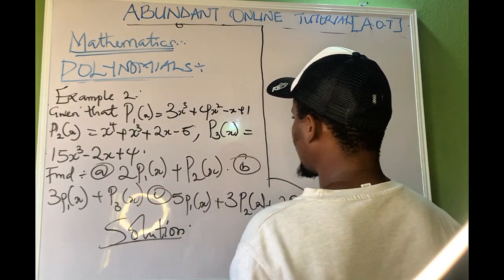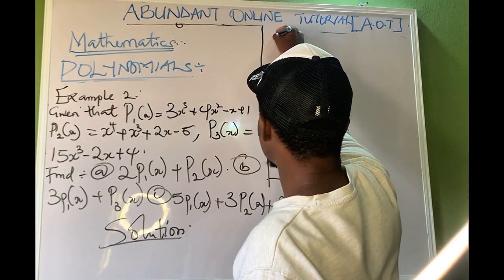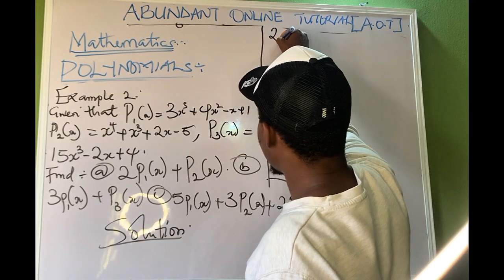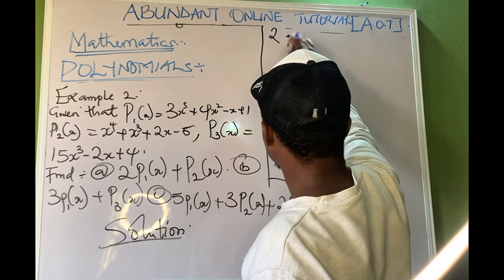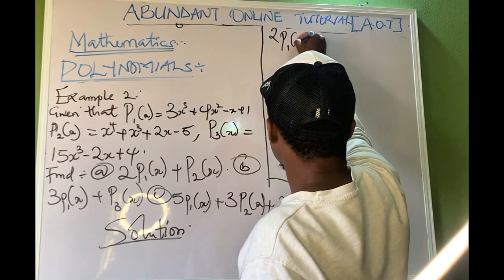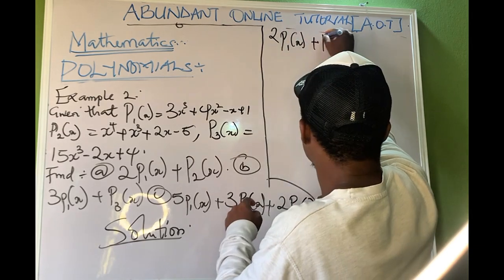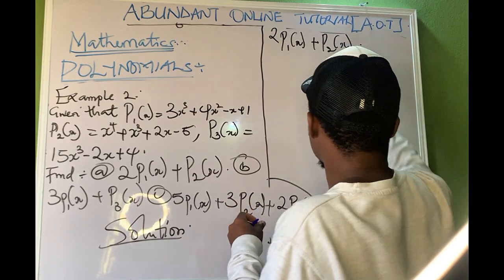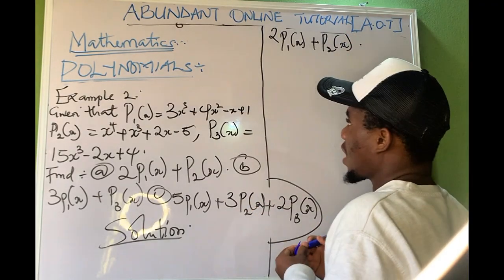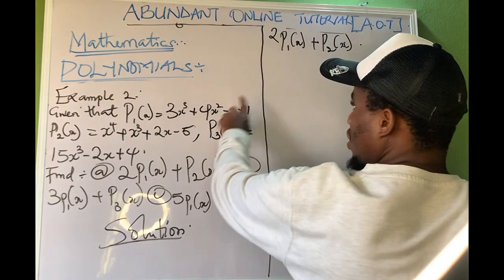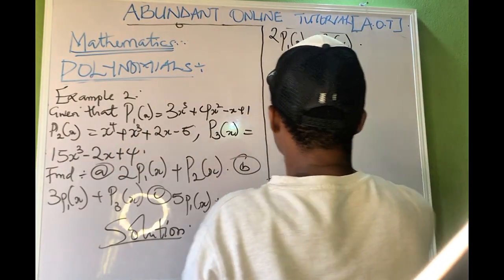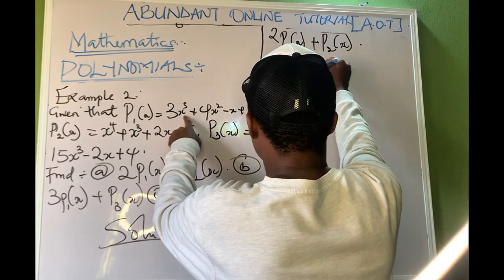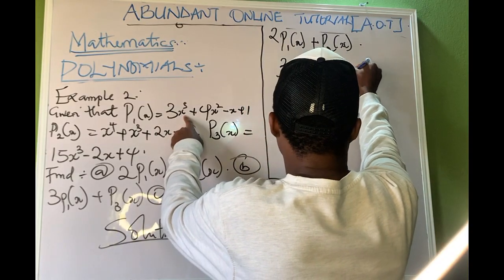P1 and P2. So I'm looking for 2 P1 of x plus P2 of x. This is very, very simple to do. Now, what is our P1? That's what you are going to do. Our P1 is 3x cubed plus 4x squared minus x plus 1.